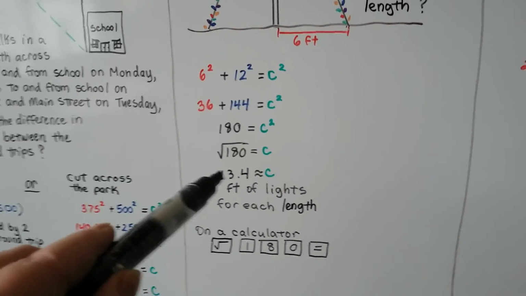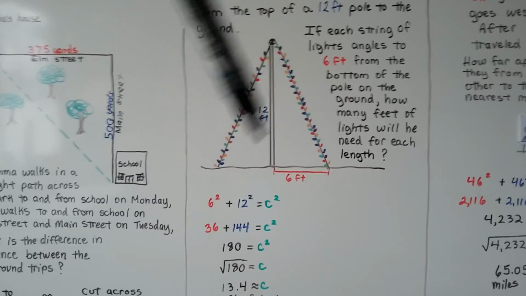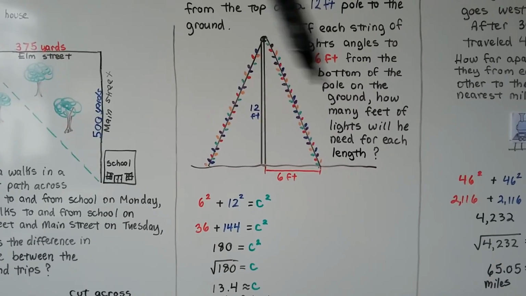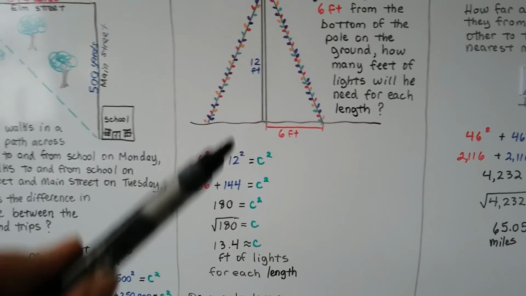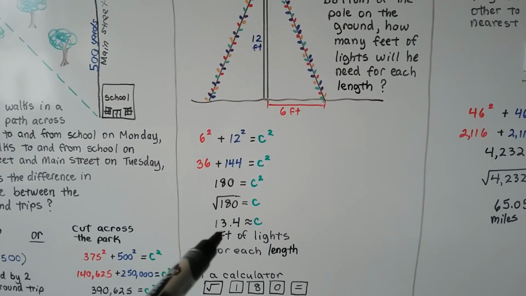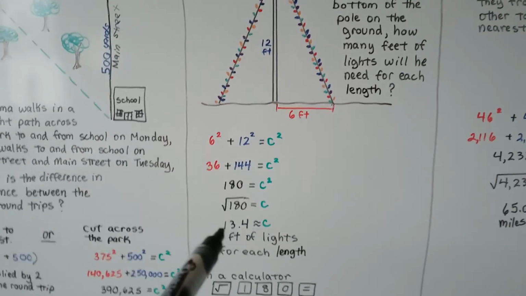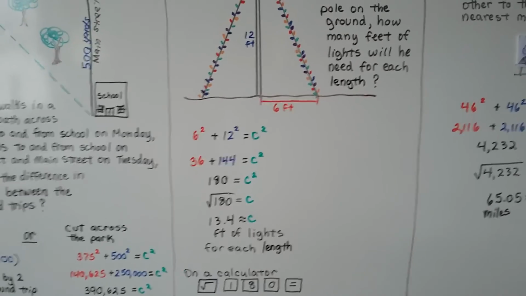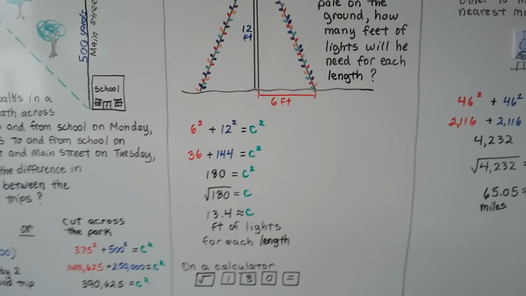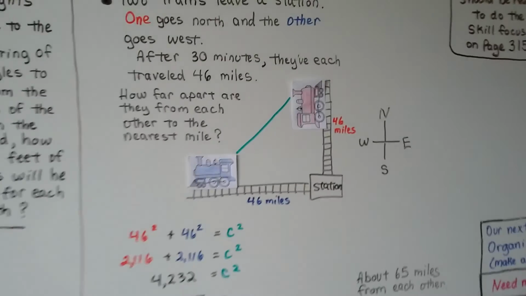So if we know it's about 13.4 feet for each length, and he wanted to put a bunch of them going around so it made the shape of a cone or the shape of a tree, he could just multiply each length that he wants. So let's say he wanted 10 strings of lights going around. He would just multiply the 13.4 by 10, wouldn't he? Then he would know how many feet of lights he needs to buy, right?